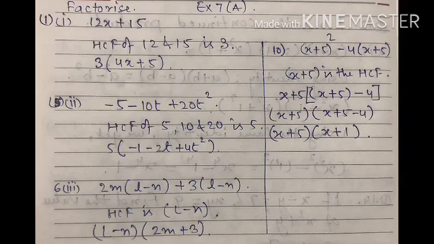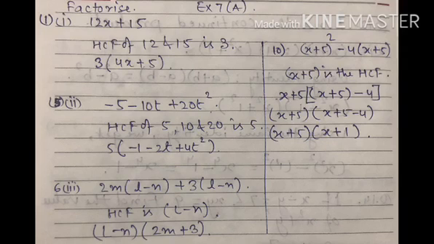Now question number 10, x plus 5 whole square minus 4 bracket x plus 5. In this, x plus 5 is the HCF. So we write x plus 5 bracket x plus 5 minus 4. If we take out the common x plus 5, in the first term x plus 5 is left, and in the second term minus 4 is left.